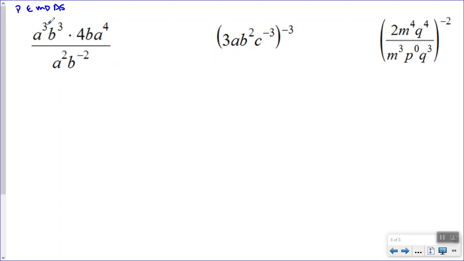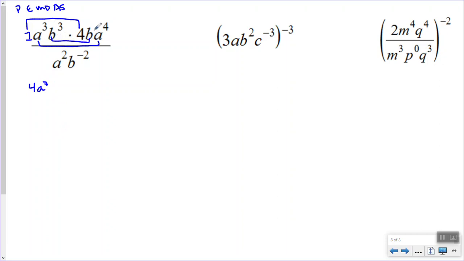Here in my a cubed b cubed term, I have a hidden coefficient of 1. So I'm going to multiply that by the coefficient of the other factor being multiplied, 4. 1 times 4 is 4, so I'm going to have that in my answer. Next we have a cubed. I'm going to look for any other a terms being multiplied, and I see that I have a to the 4th. If I multiply a cubed times a to the 4th, I add those powers together, and I get a to the 7th power.